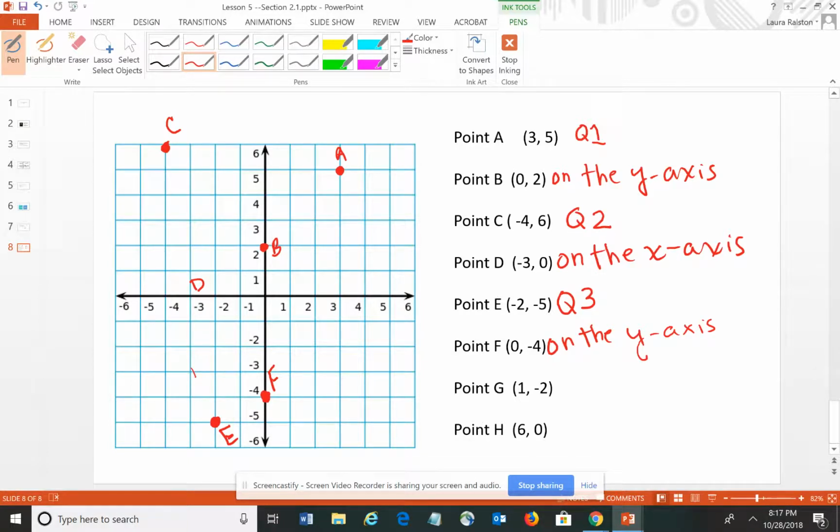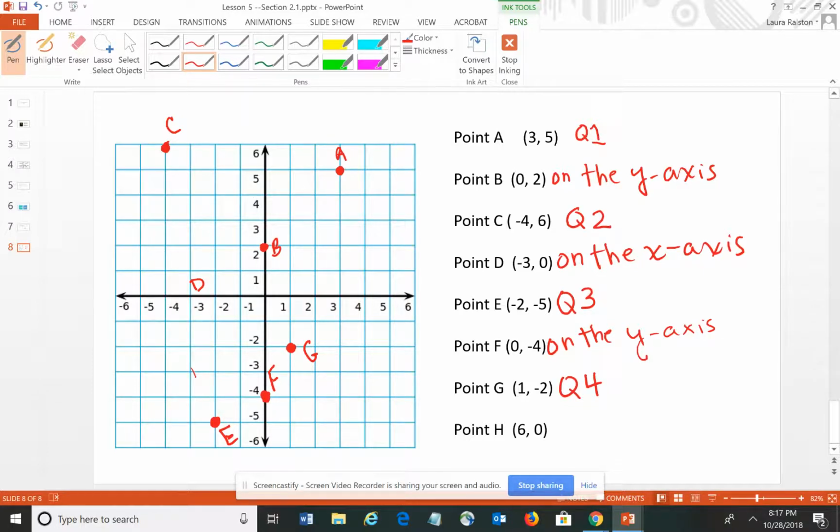All right, back to the origin. Point G is 1, -2. So that tells me to go 1 unit to the right because it's positive, and then 2 units down because the 2 is negative. So here would be point G. And point G is in quadrant 4.